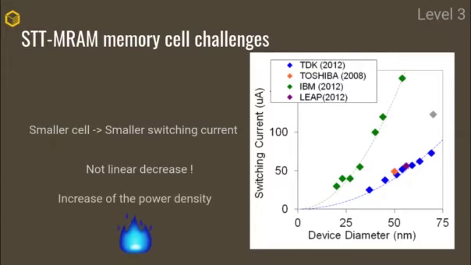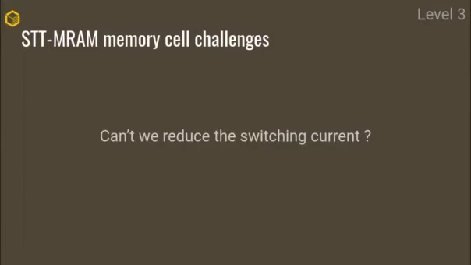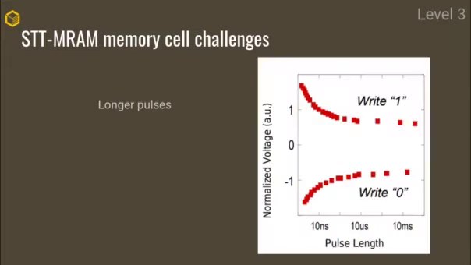So now we have a problem with increased power density and so increased heat that we have to manage. It's a drawback, definitely. We know that this increased heating is due to the nonlinear scaling of my switching current at a constant voltage. So can I reduce my switching current, which would then allow me to reduce my power consumption and so my heat? Well, we actually can.